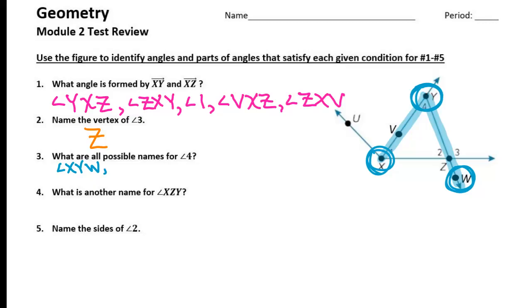If I can call it XYW, what else could I call it? I could call it XYZ. Angle XYZ. Instead of going all the way to W, we could stop at Z. Let me see if I can write that a little clearer. With either one of those names, what could I do with the letters? I can switch them around. So we could do WYX, or we could do ZYX.